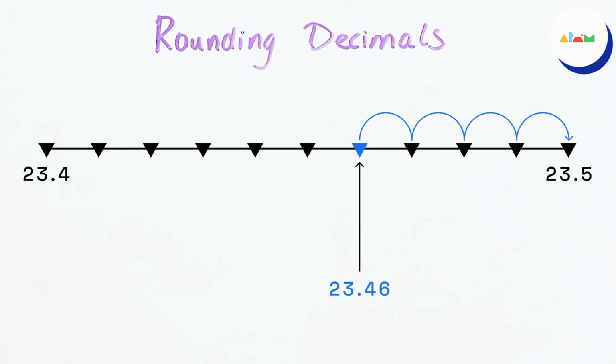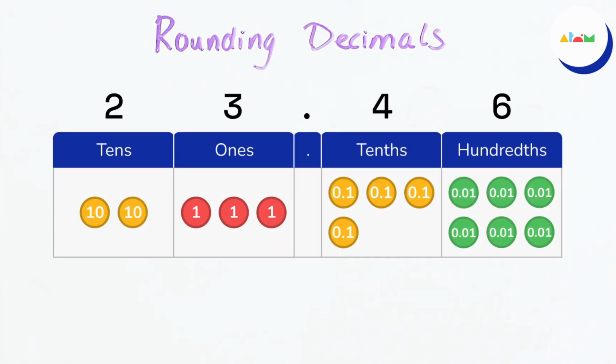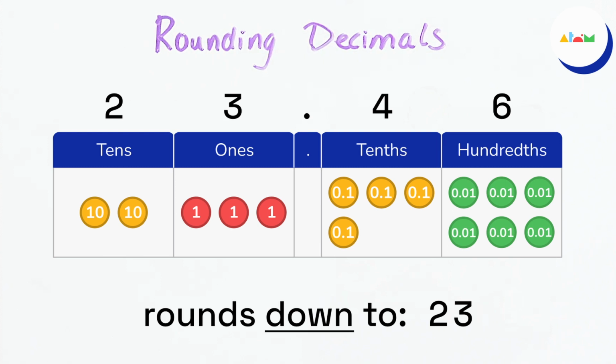It's 4 tenths away. If we're rounding 23.46 to the nearest whole number, we need to look at the tenths column, because the tenths column is to the right of the ones column. As there are 4 tenths, we round down to the nearest whole number, which is 23.